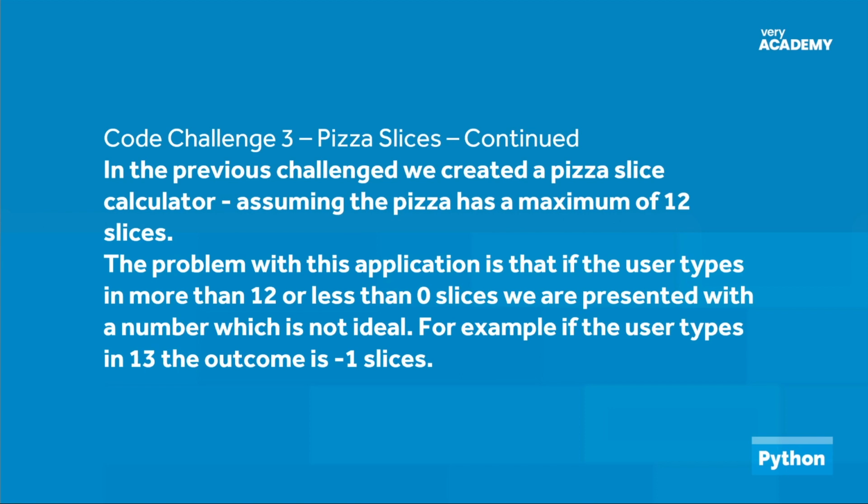So, in this challenge, what I want you to do is try and take that program and utilize if statements to control the user's input. The user can type in whatever they like, of course, but we want to be able to output to the user the fact they've typed in an incorrect value. So if they type in -1 or more than 12, for example, then we should return an else saying that they haven't typed in a correct number.